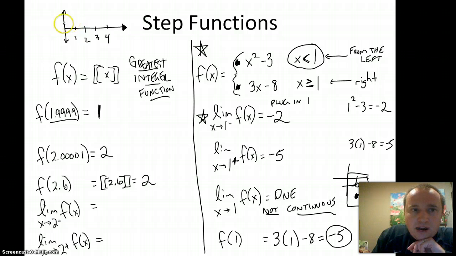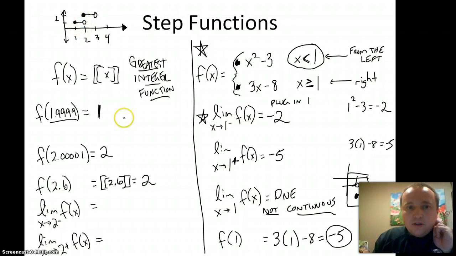So what's weird is my graph. So when I was at 2.000, that is the greatest integer, goes all the way up, and then I'm going to have a hole here. Now, 1 goes up, and we have a hole at 2, because when I get to 2, I'm up here. I'm on a new step. So we call these step functions because it takes steps.